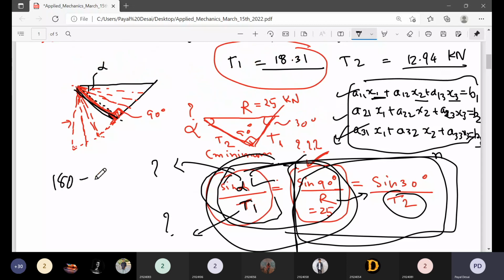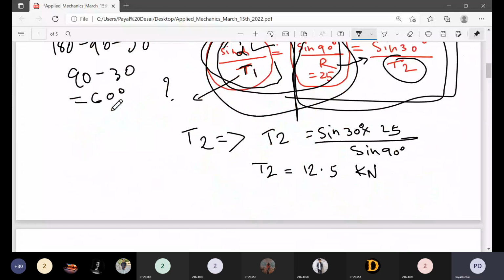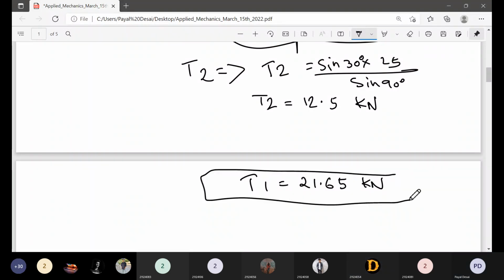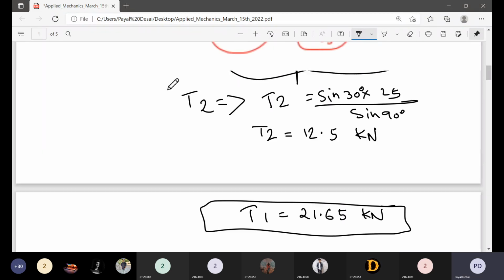180 degree minus 90 minus 30. So I think this turns out to be 90 minus 30, and this turns out to be 60 degree. So I am having this is equal to 60 degree, and then you use this rule, or you can use the trigonometry, the Pythagoras rule. So T1 turns out to be, मैम T1 equals to 21.65 kilometer. Yes. Very good. So T1 turns out to be this. So we are able to complete this example.